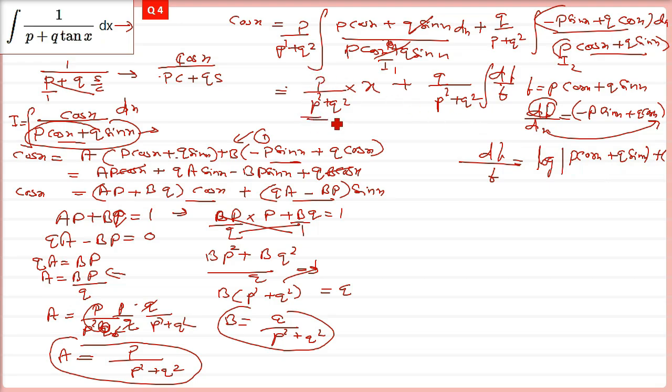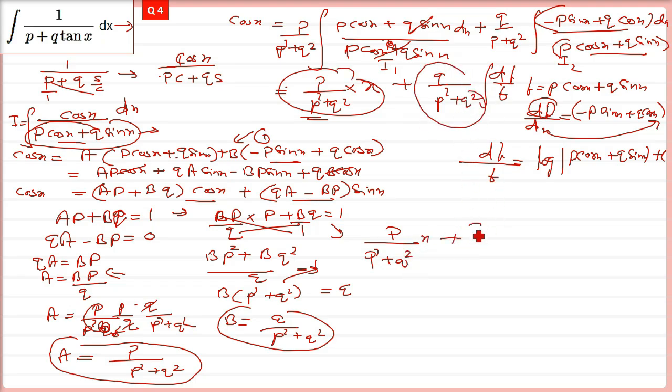So the whole answer I am writing right now, the final answer, it is p by p square plus q square into x plus q by p square plus q square, which is the second term, along with the ln or log base e, modulus p cos x plus q sin x, and then whole constant of integration, which is capital C. This is your final answer.